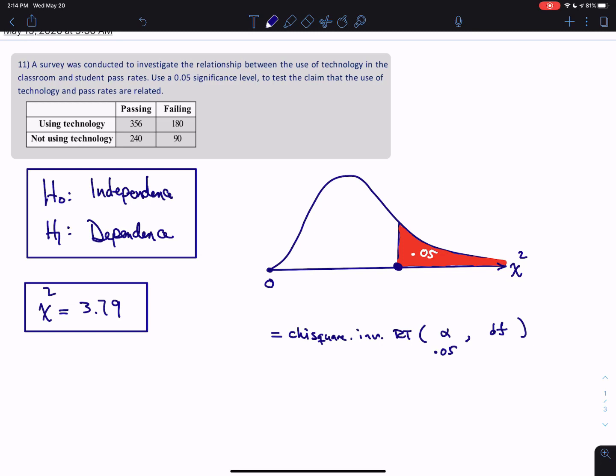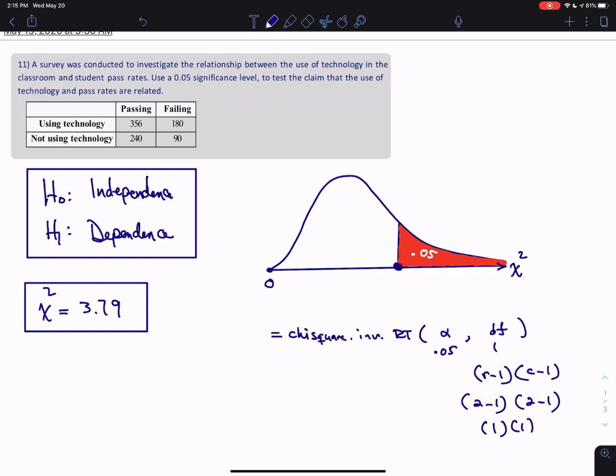And the degrees of freedom, now, for the goodness of fit, it was k minus 1, but for the test of independence, remember it was r minus 1, from your reading and from watching the intro video, times c minus 1, where r is the number of rows and c is number of columns. So you have 2 rows and 2 columns, and 1 times 1, so your degrees of freedom is just 1. So the command will be chi-square inverse right tail, 0.05, 1.